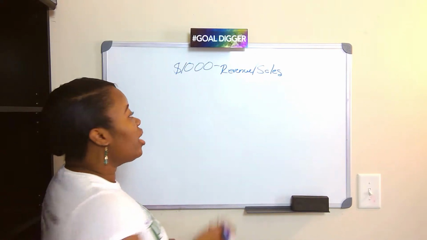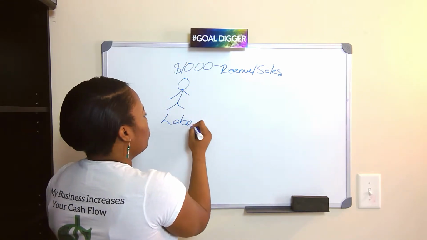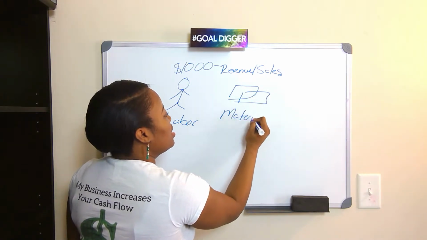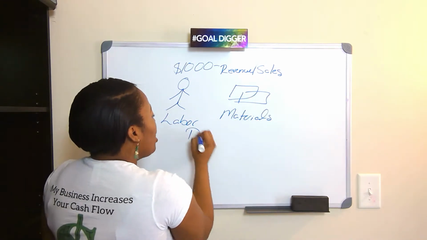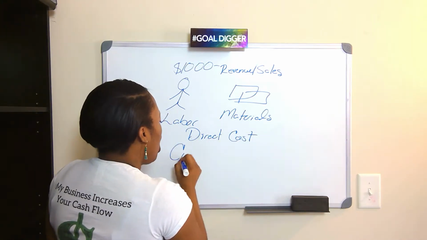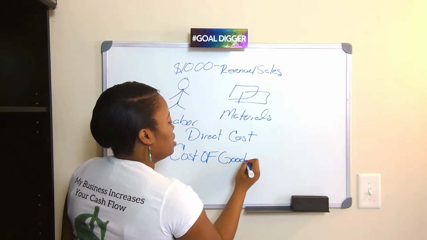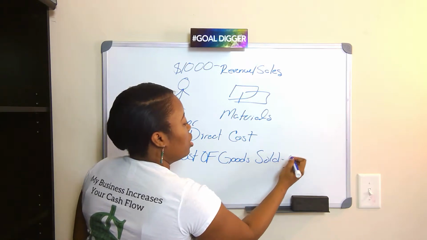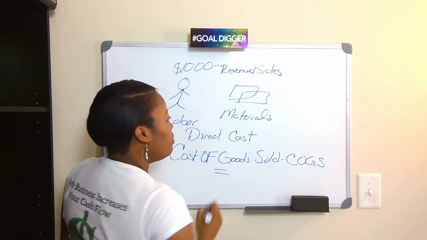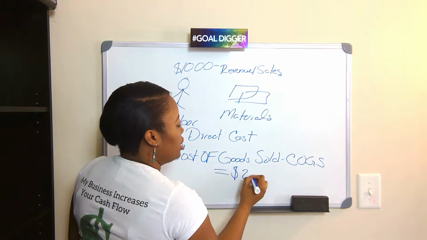Now, some of your direct costs are your labor and your materials. Your direct cost is also known as your cost of goods sold, COGS. And let's say for the purpose of this example, your cost of goods sold equals $200.